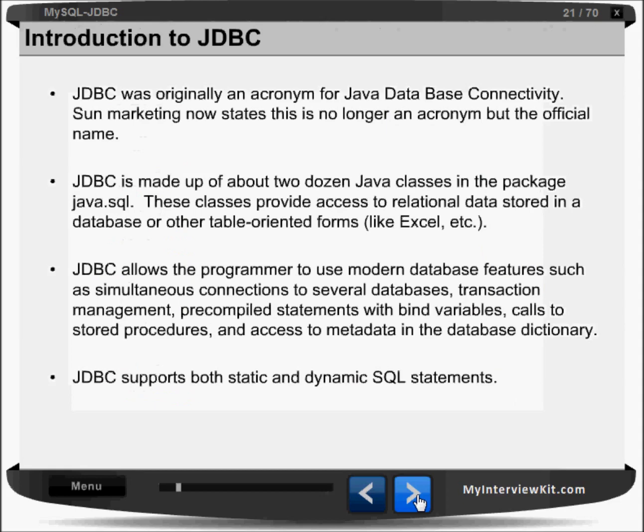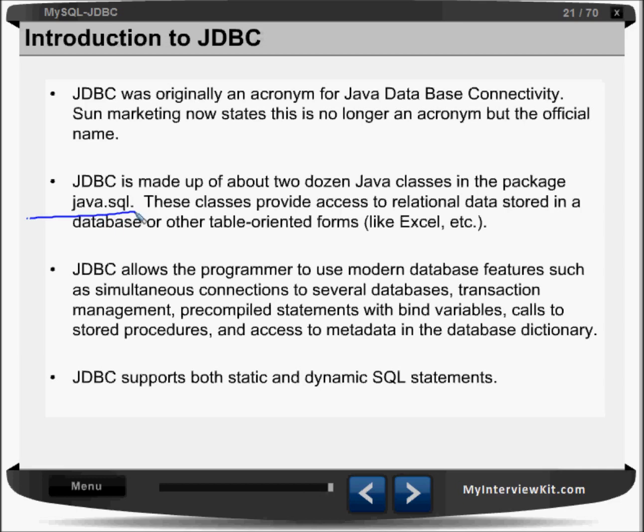Now introduction to JDBC. So what exactly is JDBC? Look at here. As its name says, Java Database Connectivity. Sun Marketing now states this is no longer an acronym, but the official name, JDBC. It is made up of about 2 dozen Java classes in the package java.sql. So there's one package which you have to import if you're writing a JDBC application. That package is java.sql. There's another package also, javax.sql, which has some advanced APIs.